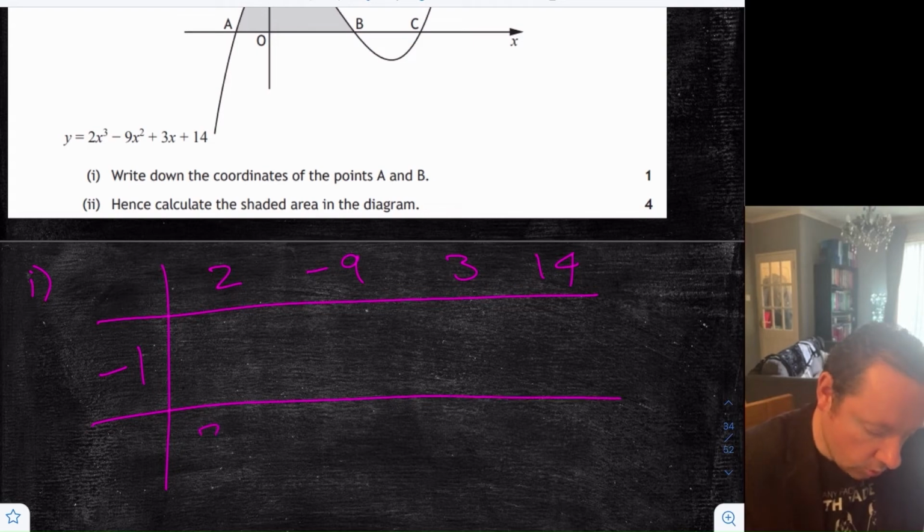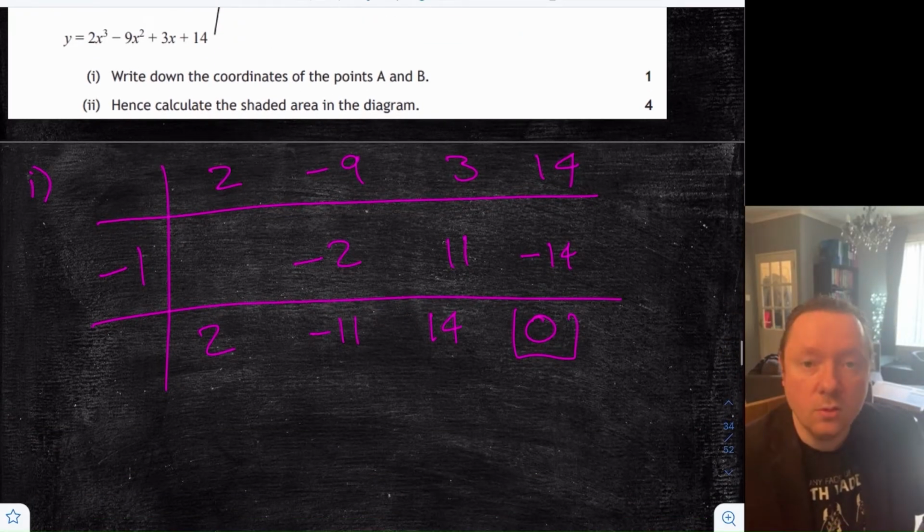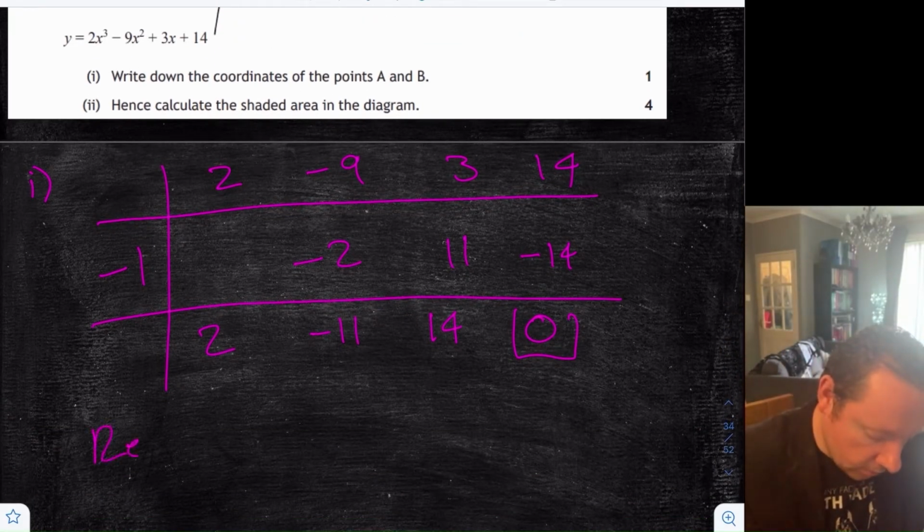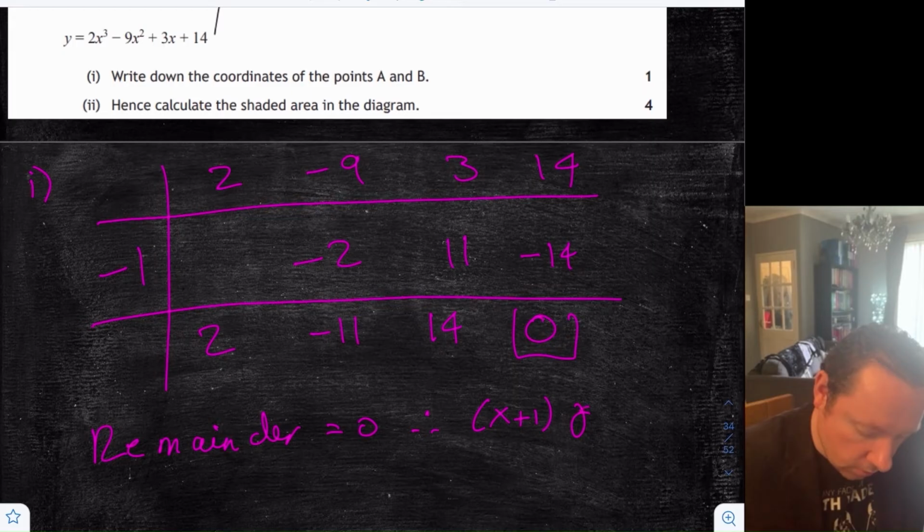So I've got 2, minus 2 minus 9 is minus 11, times by minus 1 is 11, 11 and 3 is 14, times by minus 1 is minus 14, we get 0, and we'd need to write a little statement, the remainder equals 0, therefore x plus 1 is a factor of f of x.